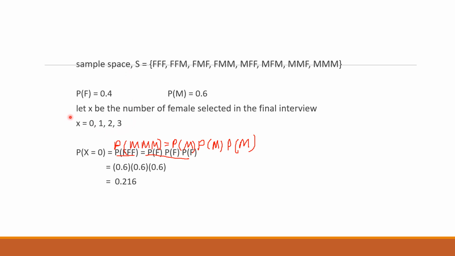Next we let x be the number of females selected in the final interview. So the possible value of x is 0, 1, 2, or 3. To find probability x equals 0, meaning all 3 are males, you multiply 0.6 times 0.6 times 0.6. So the value is 0.216.